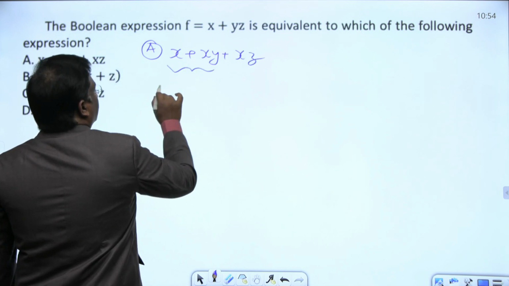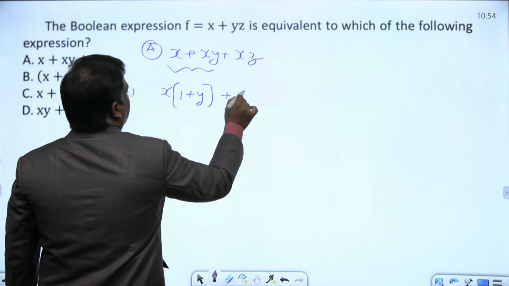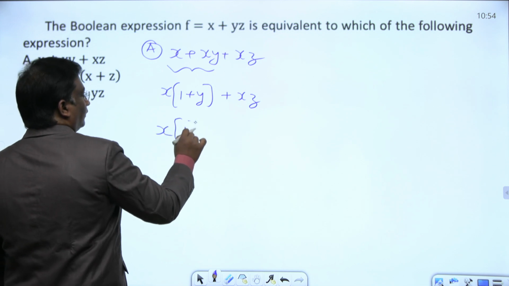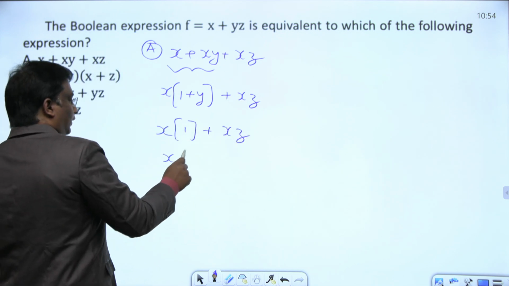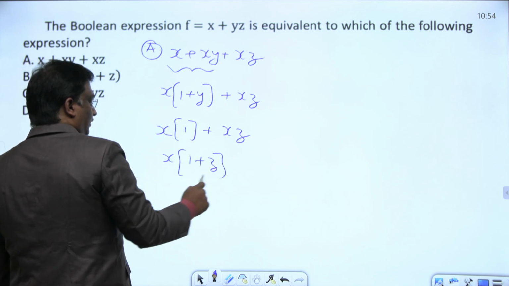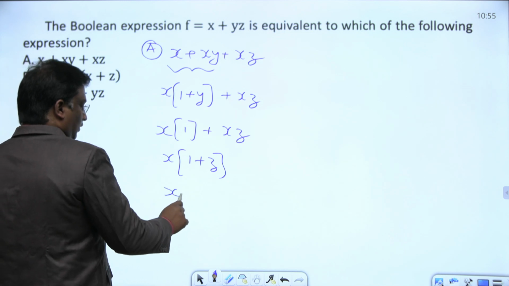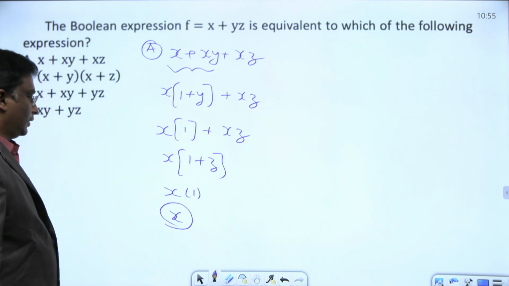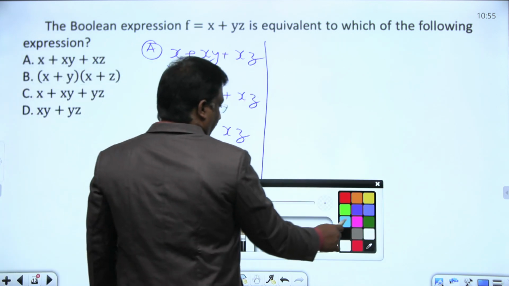If I take these two terms, if I take x as common, 1 plus y, this is xz plus xz. Anything added to 1 is nothing but 1 itself, plus xz. Okay, x plus xz, or x if I take common here, this is 1 plus z, anything added to 1 is again 1 itself, so this is x into 1, which is nothing but x. The first expression, if you solve it, gives x.